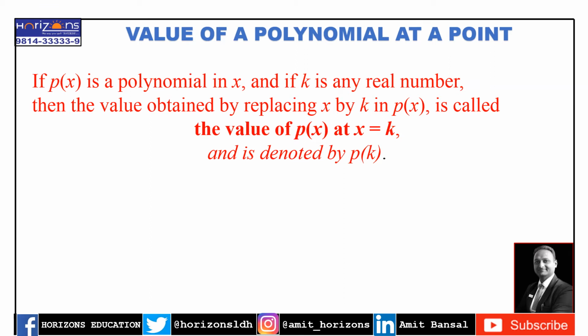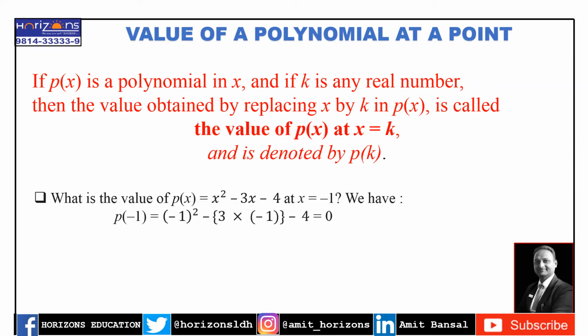So for example, if you have a polynomial p(x) and you take any value of x, say 2, you replace x by 2 in the whole polynomial and then you just simplify that polynomial. Whatever answer you get, that would be termed as p(2), that is the value of p(x) at x is equal to 2. Let me give you an example.